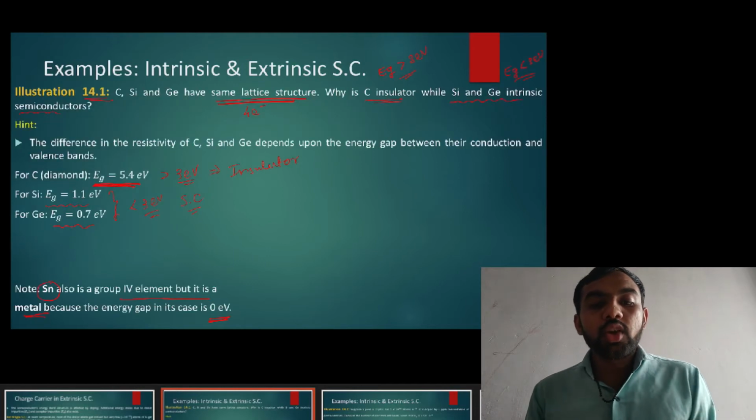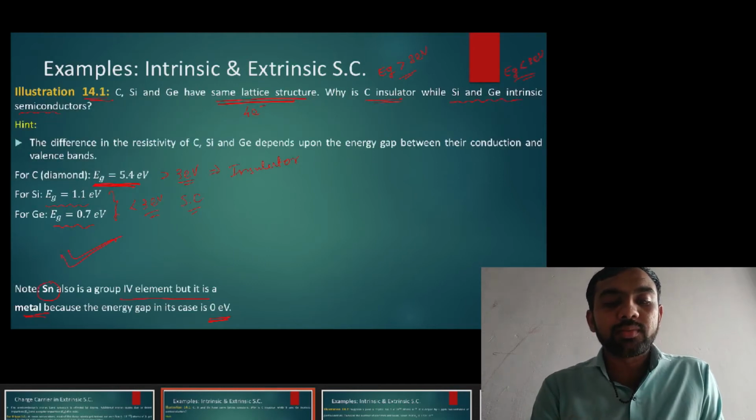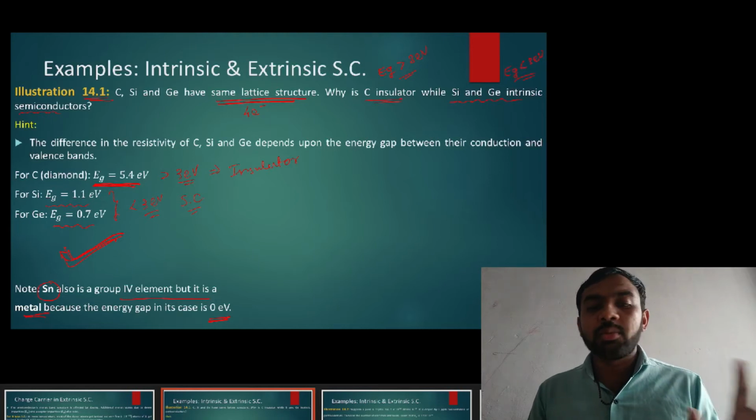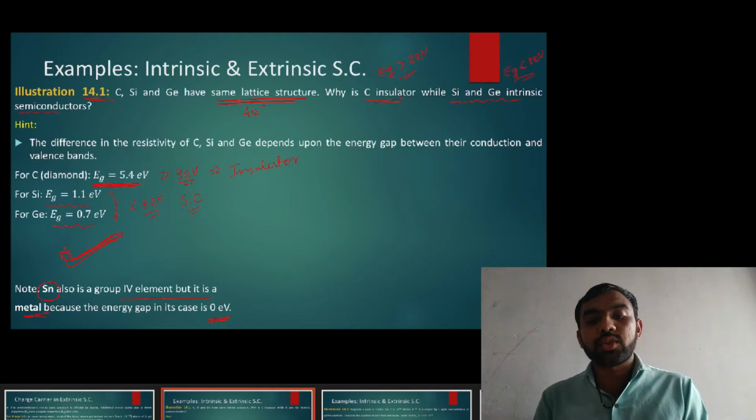Okay, now here all these values are given. All those values are given, so you just find your answer by comparison of these values. It means the energy gap for carbon is highest and the energy gap for germanium is smallest. In this way you get your answer.